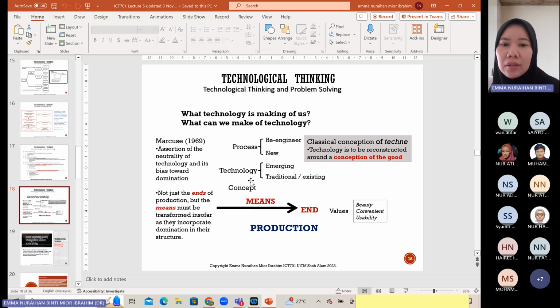Alright. So technology can be emerging, traditional, or existing. Apa teknologi yang still traditional dekat dalam dunia ni? Apa teknologi yang masih lagi traditional? Ada ke? I think technology is evolving and emerging. Emerging tu maksud dia keep on revolutionize. Contohnya AI. Those days AI is just AI, but nowadays talking about AI, we talk about artificial intelligence.